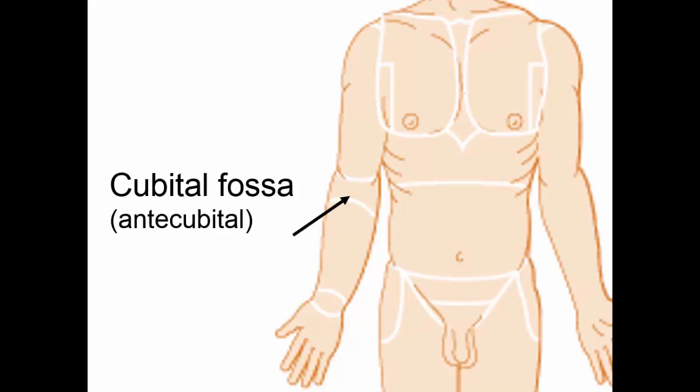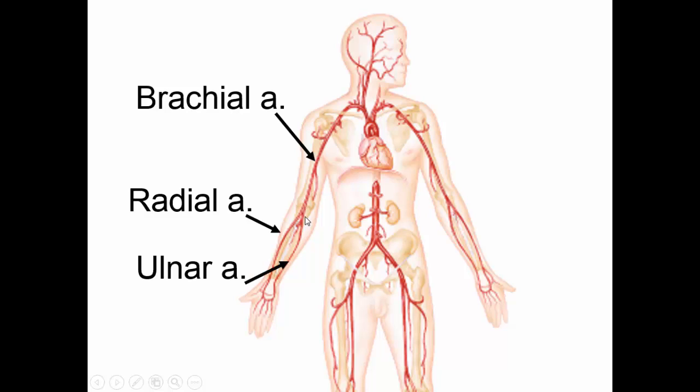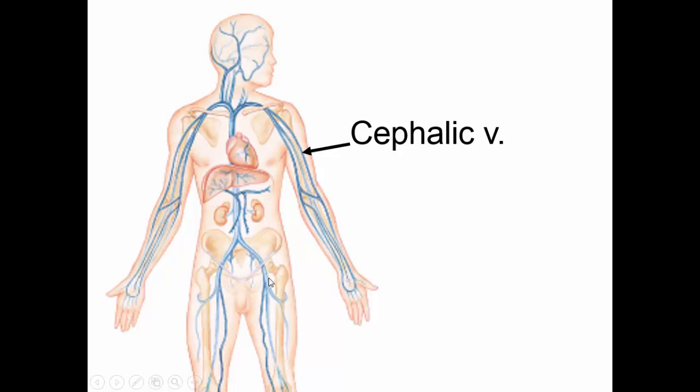The axilla is the armpit. The cubital fossa, sometimes called the antecubital fossa, is this anterior bend in your elbow. The brachial artery is the major artery in your upper arm. As it gets to the elbow, it branches into the radial artery going down the thumb side of your arm and the ulnar artery coming down the little finger side of your arm. You should have a pulse in both of these arteries. Typically, it is the radial artery we check for a pulse. On the venous side, we have superficial veins as well as deep veins.